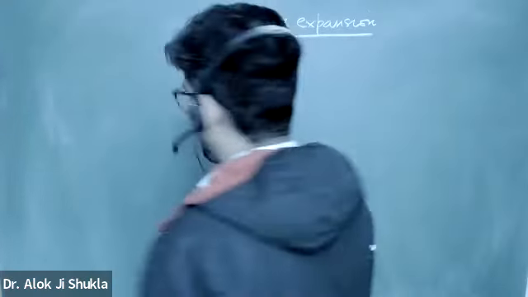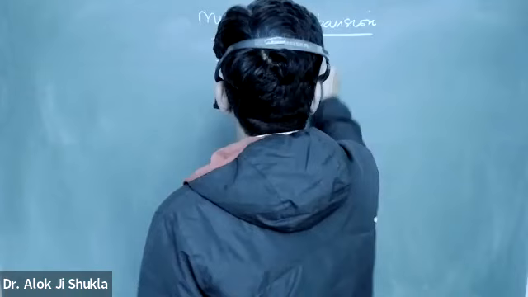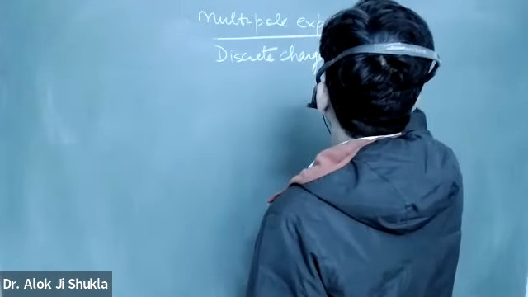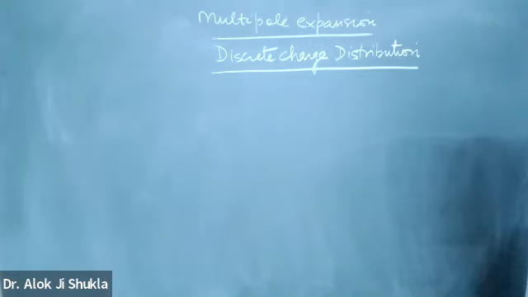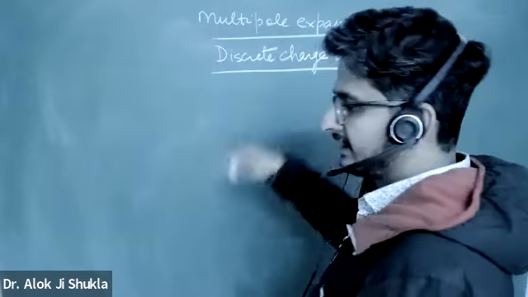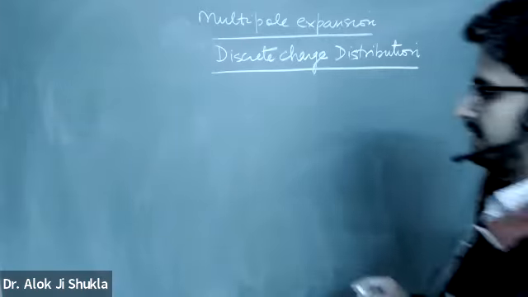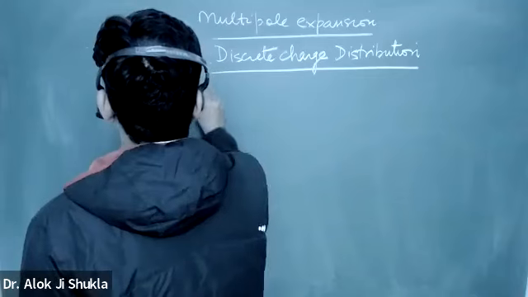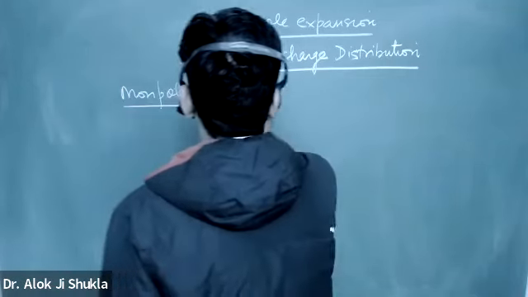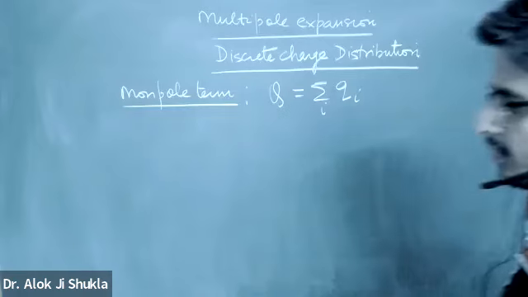Now, if you take the discrete charge distribution, then what will happen? तो अभी इससे पहले कैसा चार्ज था? We had continuous charge. So for discrete charge, monopole term will be capital Q, which will be just summation of all the charges. This is called monopole term.